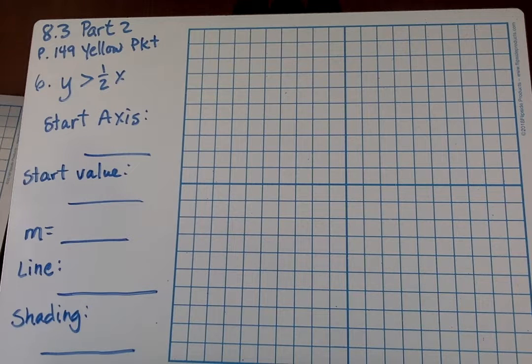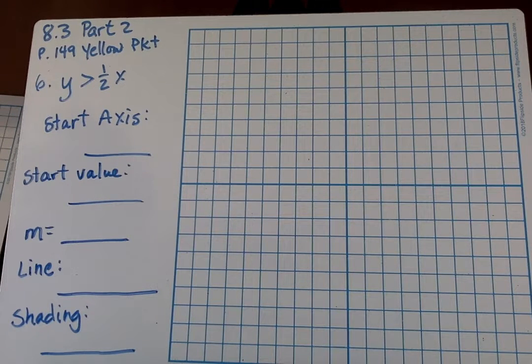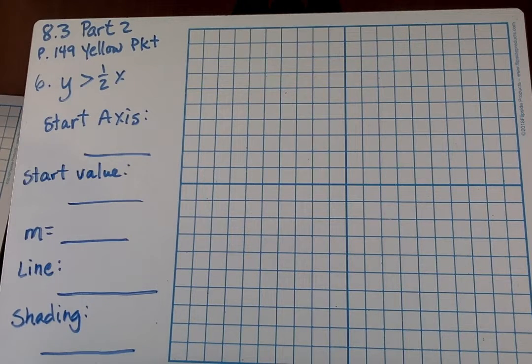Hello students, today we are going over 8.3 part 2, graphing inequalities, and again this will be in slope-intercept form. This is page 149 in your yellow packet.